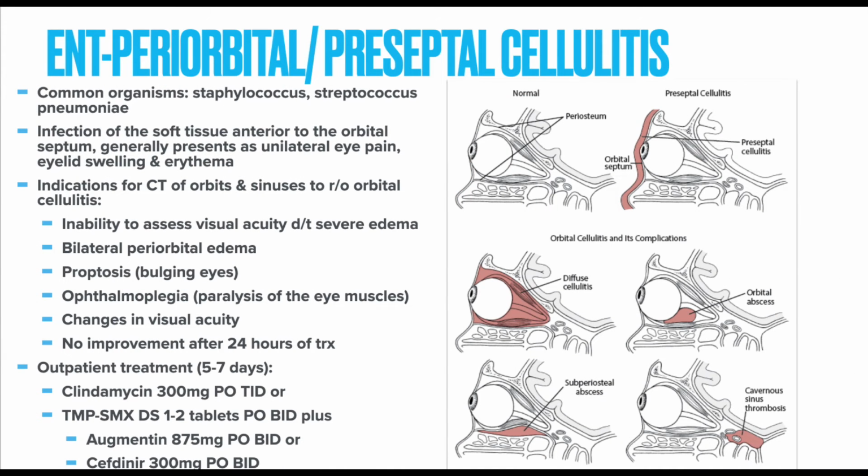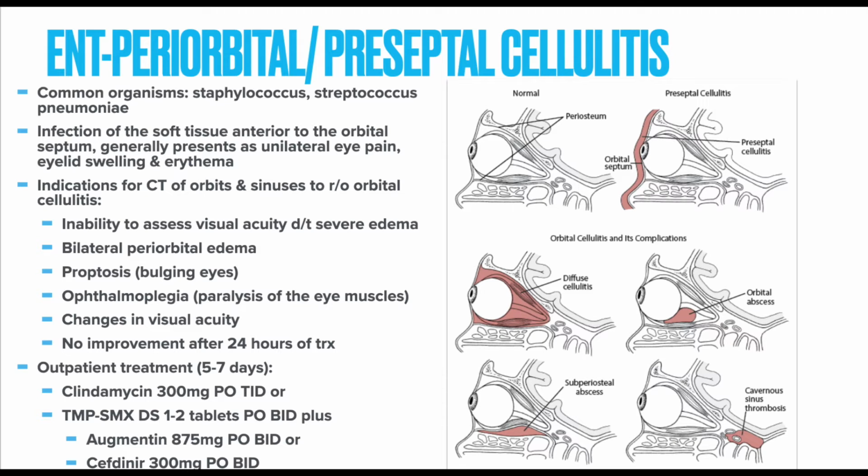Alright, so last up for ENT is going to be periorbital or preseptal cellulitis. It is referred to by both names. Common organisms that cause this infection include Staphylococcus, strep, and pneumoniae. Preseptal cellulitis is an infection of the soft tissue anterior to the orbital septum. And this picture here really shows the various types of infections, I think, really well.